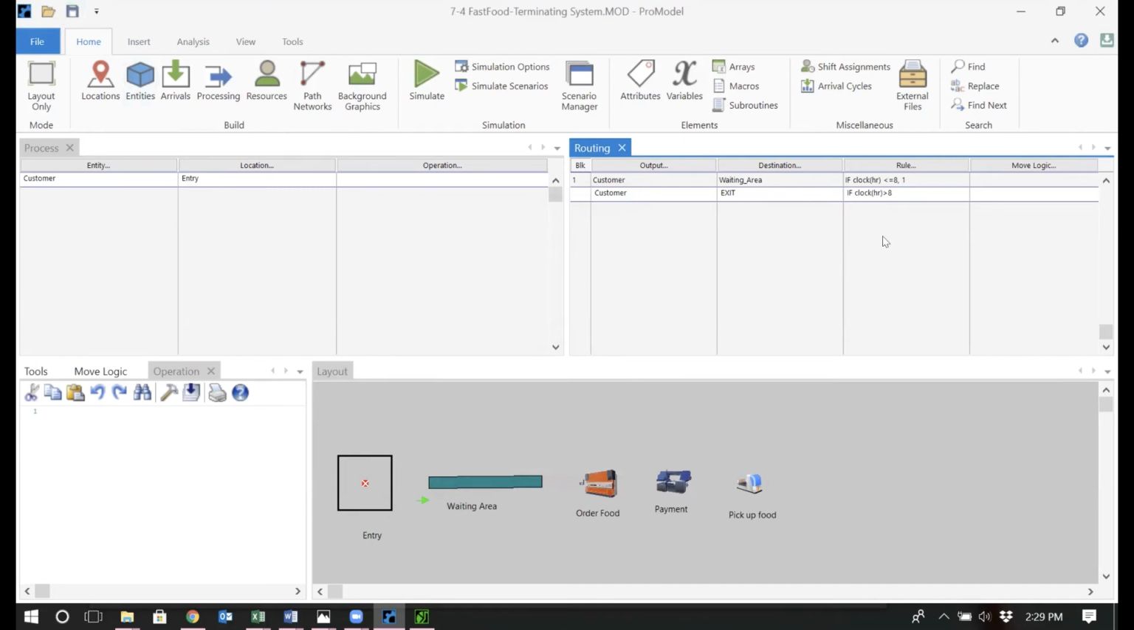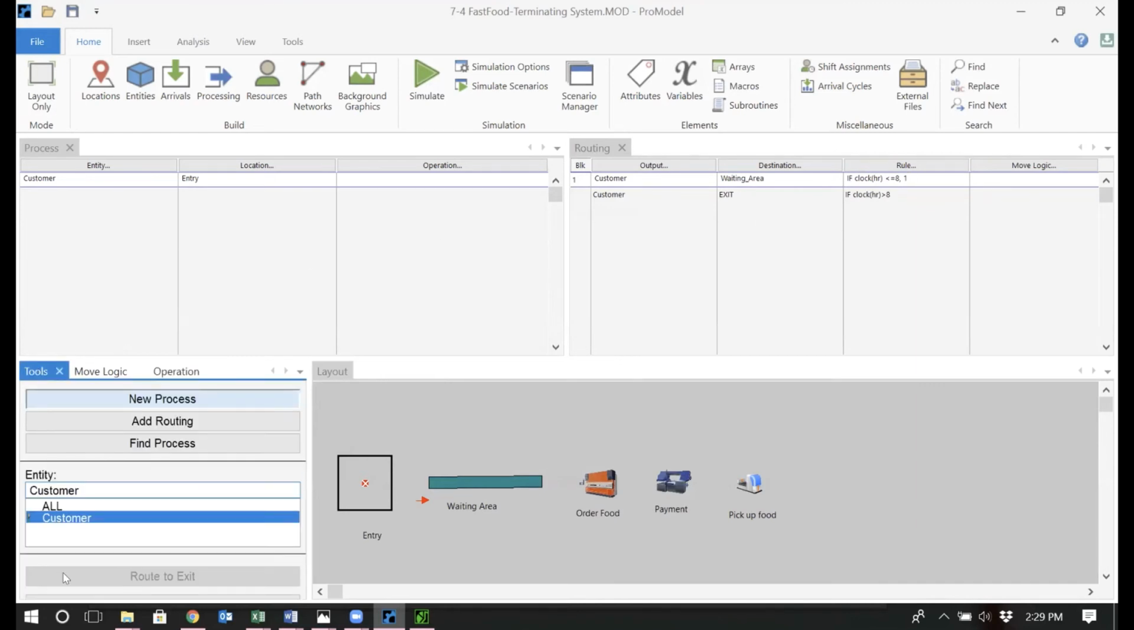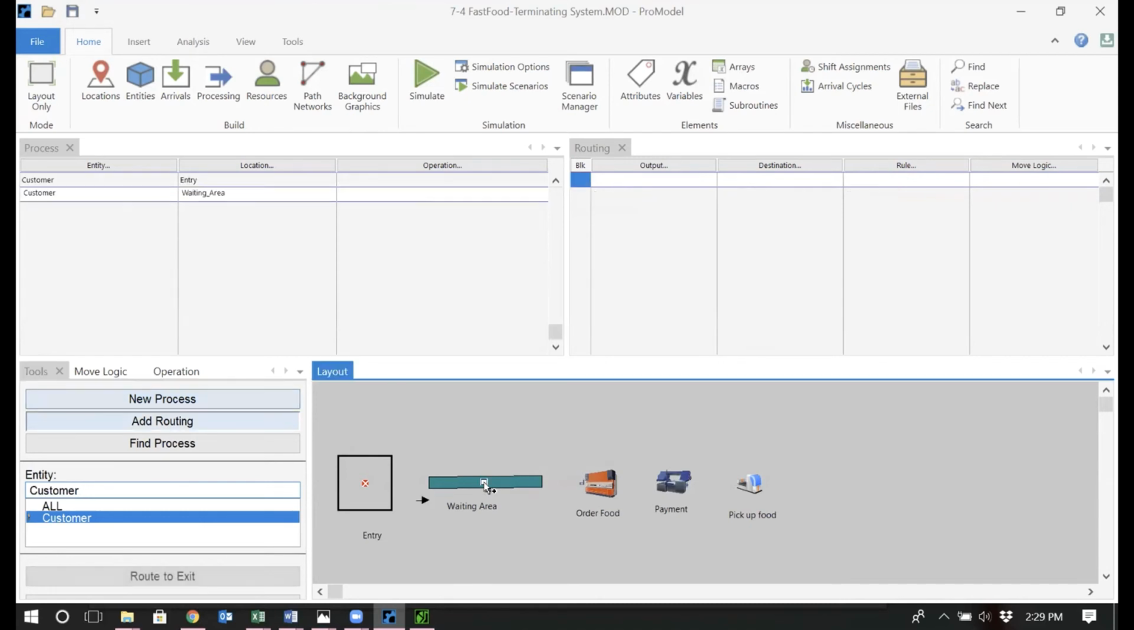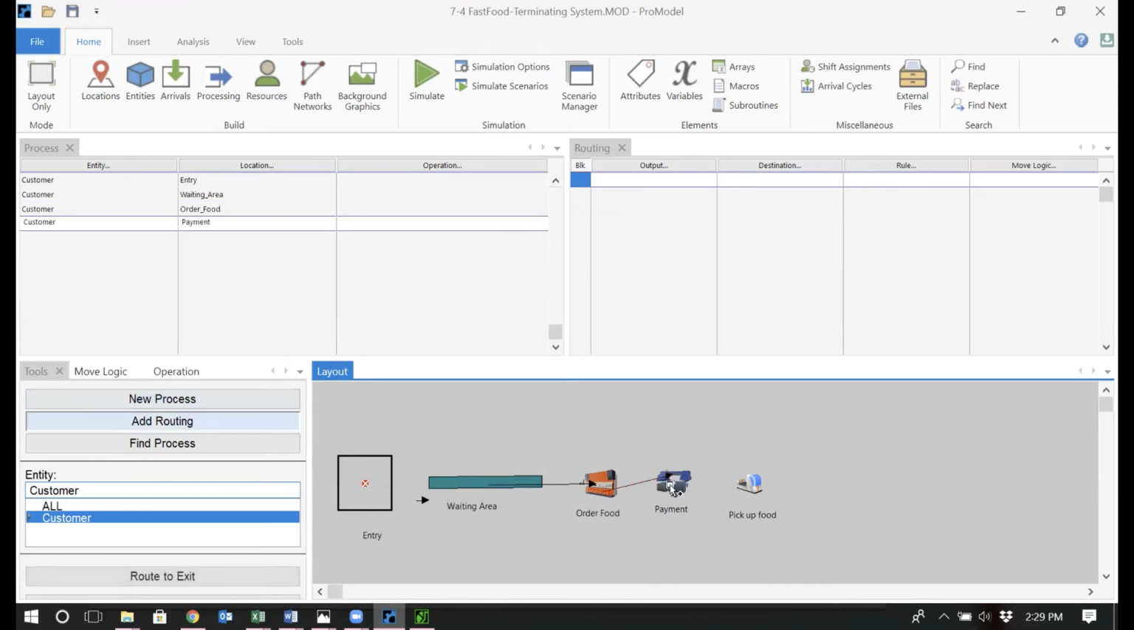So that's the condition. Now let's assume the customer comes in. I'm in the first 8 hours of operation, and the customer comes in. I'm going to pick the customer. The customer has gone to the waiting area. Then the customer goes from waiting area to order food, from order food to payment, from payment to pickup, and from pickup to exit.